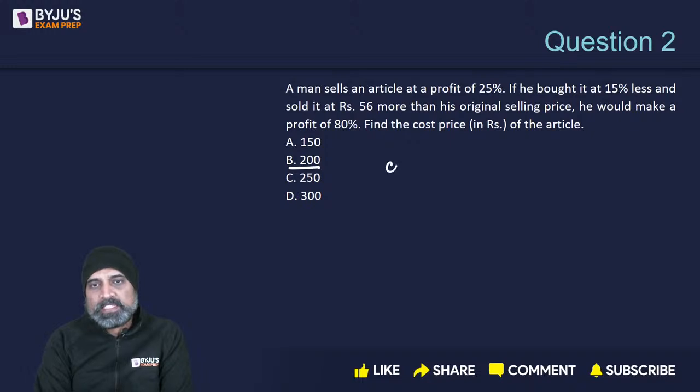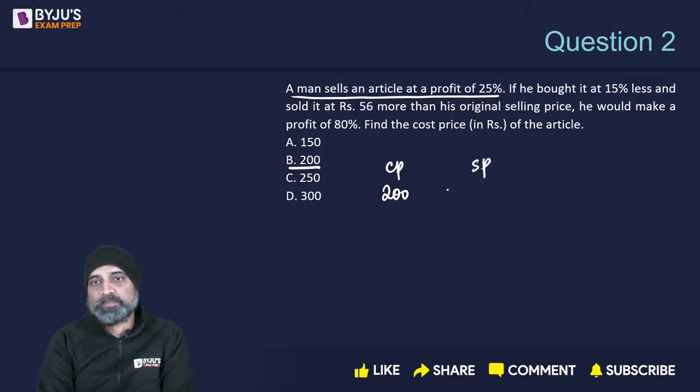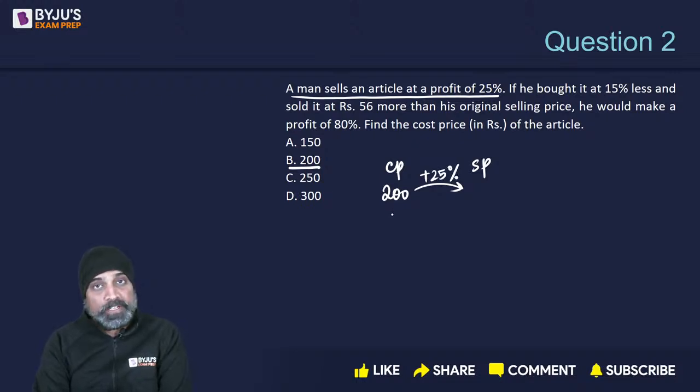So I'm saying, let's say that the cost price is 200 and it says that he sells it at 25% profit. So selling price is going to be 25% more than 200. So 25% of 200 is going to be 50 rupees. So selling price becomes 250.